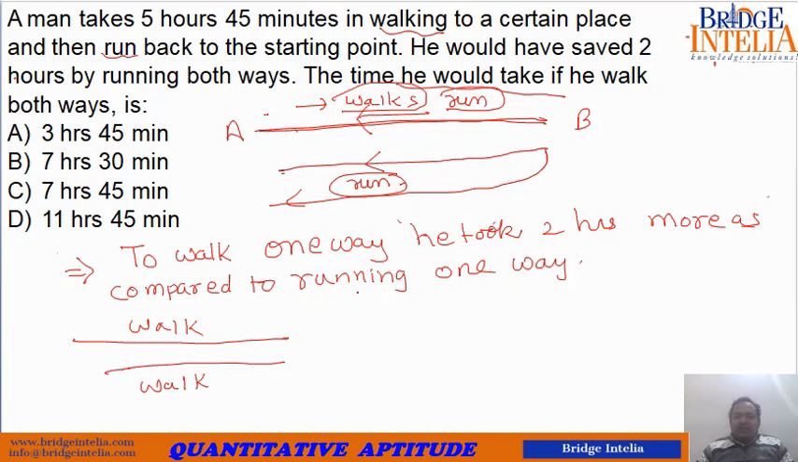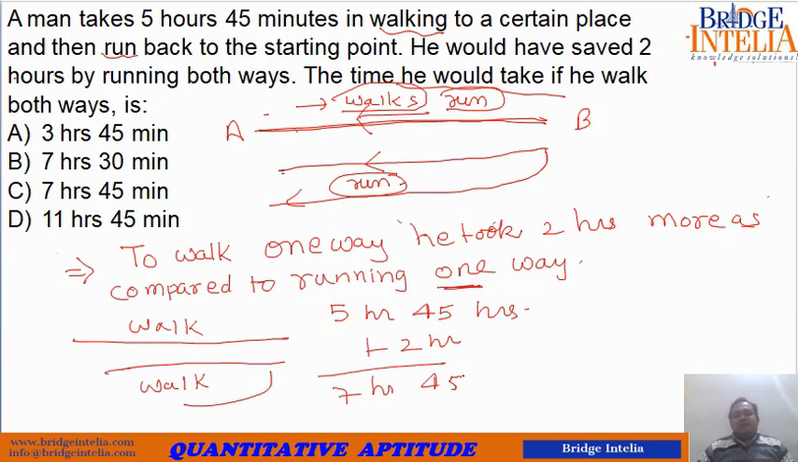So what is the difference between one way running and one way walking? 2 hours. So he was already taking 5 hours 45 minutes. Now he will take 2 more hours, plus 2 hours. So the final answer is 7 hours 45 minutes.